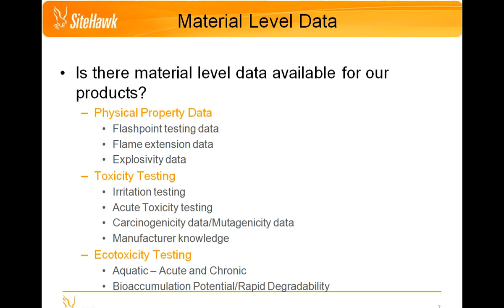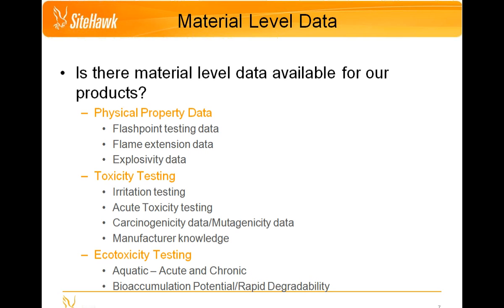So now that we've covered the general GHS classification criteria, we can talk about what data needs to be collected. So first of all, collect material level data if it's available. Has physical property testing been done for your material, such as, do you have a flashpoint test available, or is there explosivity test data available? Maybe you have flame extension data available. Is there toxicity testing available? Have you done irritation testing? Or acute toxicity testing? Is there carcinogenic data available or mutagenicity data available?